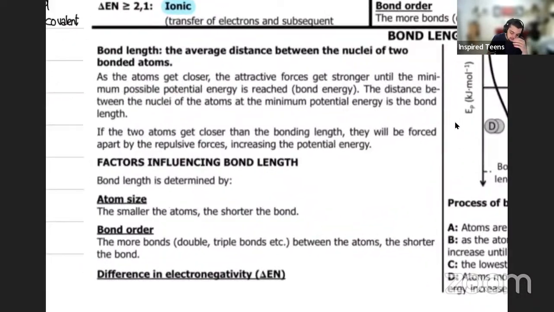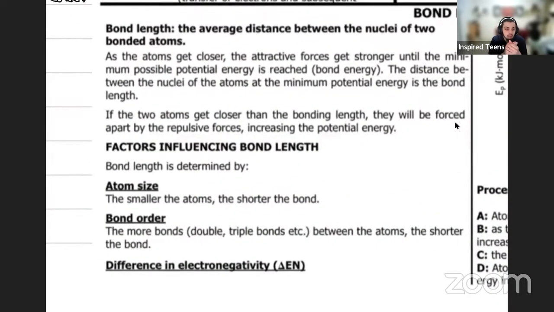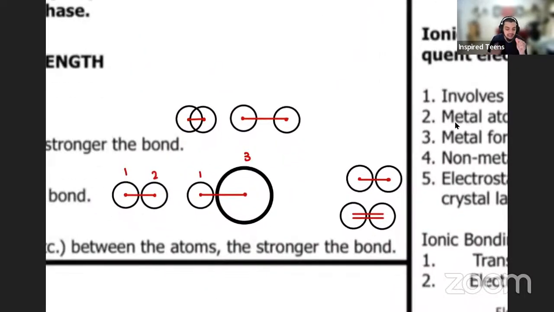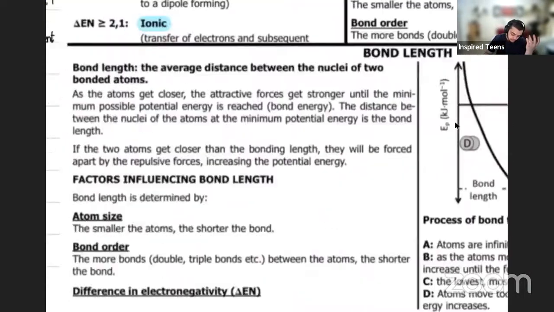Let's talk about bond length. Here's the bond length defined. Bond length is the average distance between the nuclei of two bonded atoms. So all these bonds that we were drawing here, their length would refer to the bond length, the average distance between the nuclei of each atom.